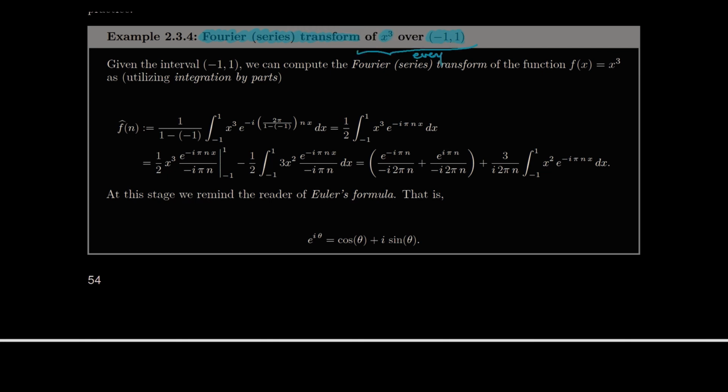Every Fourier series transform, or every Fourier series, is always paired with an interval. The same way that we would pair every Taylor series with its center, right? A Taylor series doesn't make sense until you choose the center. The Fourier series doesn't make sense until you choose an interval. And so we always need to be given a function as well as an interval, and then we're going to be able to compute it.